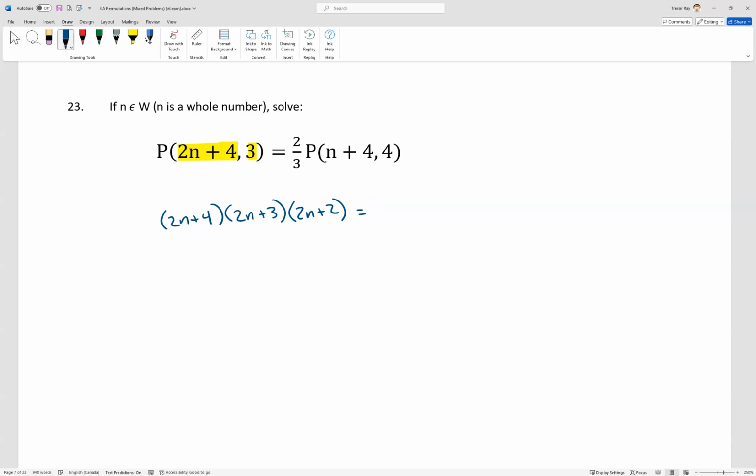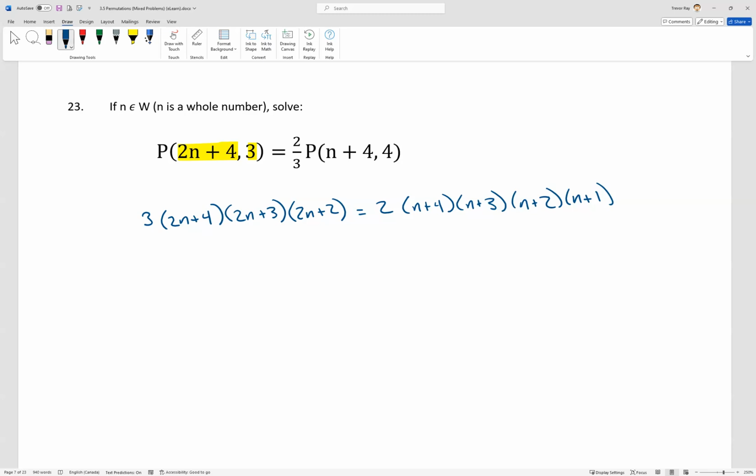The other side, I'm going to do kind of 2 things at once here. Instead of writing 2/3, I'm just going to write 2, and then I'm going to multiply both sides by 3. So the 2/3 becomes 2 on that side, 3 on the other. And on that side, we have n plus 4 pick 4. So I'm going to start at n plus 4, go to the number below it, a number below it, and a number below it. So I started at n plus 4 and took 4 numbers, each one smaller than the number before.